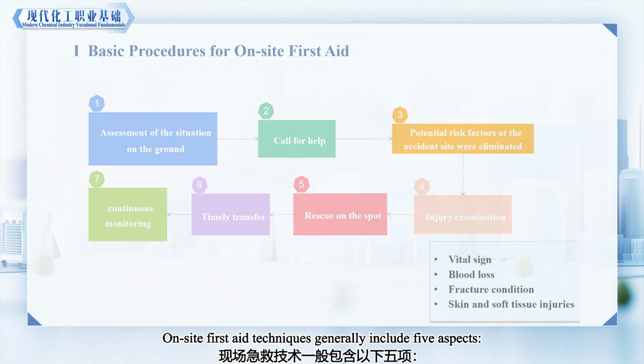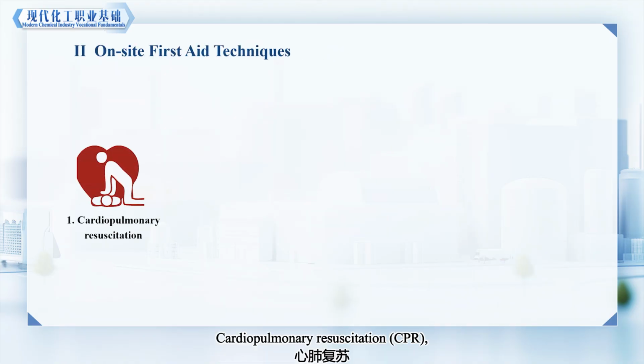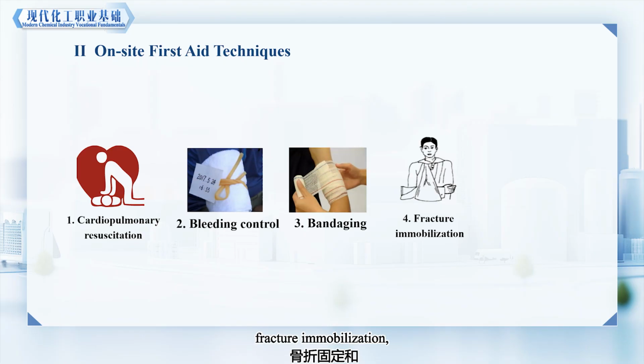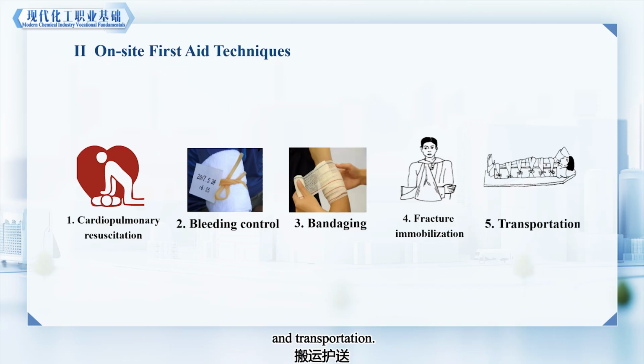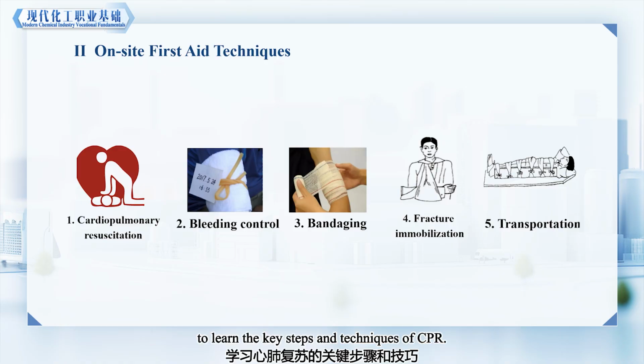On-site first aid techniques generally include 5 aspects: cardiopulmonary resuscitation (CPR), bleeding control, bandaging, fracture immobilization, and transportation. Based on the scenario, one of Xiaowang's colleagues has lost consciousness and requires immediate cardiopulmonary resuscitation (CPR). Now, let's watch a video to learn the key steps and techniques of CPR.